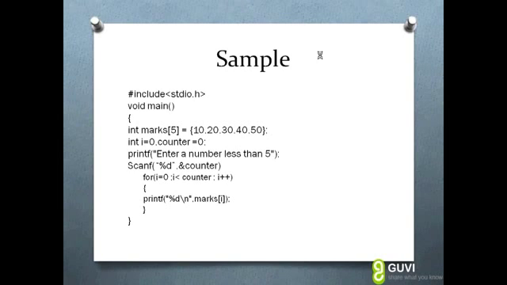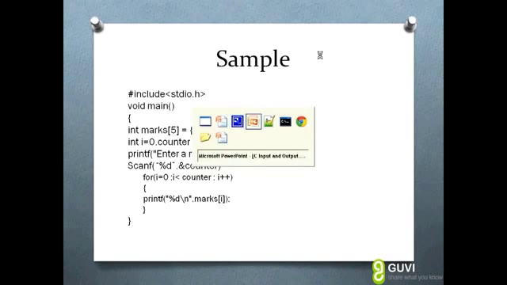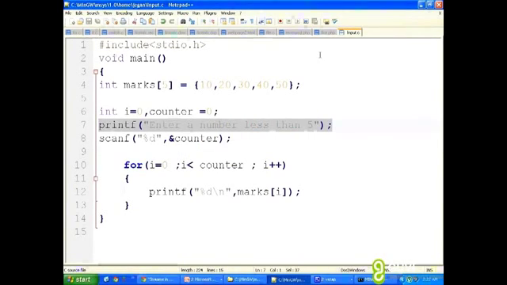Okay, so let's see a simple sample program. It goes from 0 till the given number, and then prints the marks for that particular number of things. Yeah, that's all. Very simple program. So if you give 3, you'll get 3 numbers. If you give 5, it will print all the numbers. If you give 0, it will not print any number.